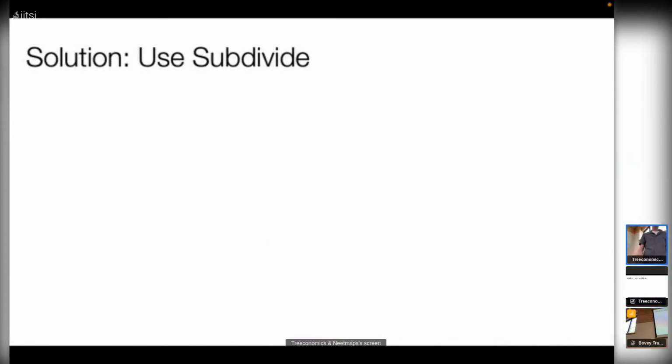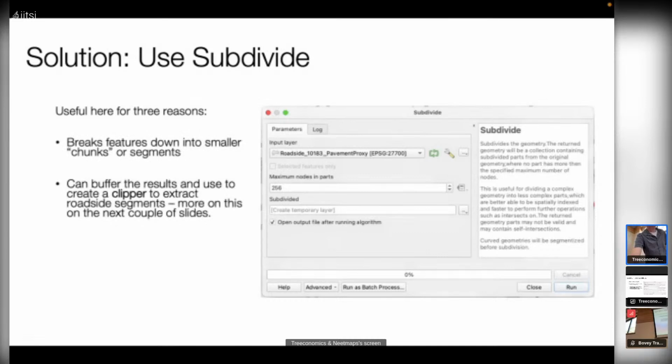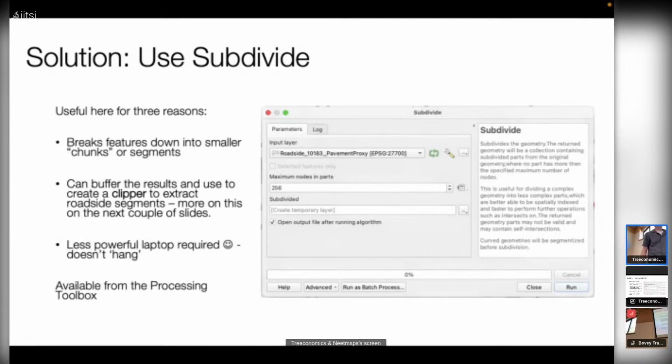So QGIS has got a little tool on it called Subdivide, which is really great. It's in the toolbox already, and it was useful to me for 3 reasons. It'll break features down into smaller, more manageable segments, and you can choose how broken down it is by changing the value in the dialog there. We could buffer the results of each segment, and then I could use those to extract and create little clippers, which I'll show you a bit later on in the next couple of slides, to chunk out and clip out the data that I'm interested in.